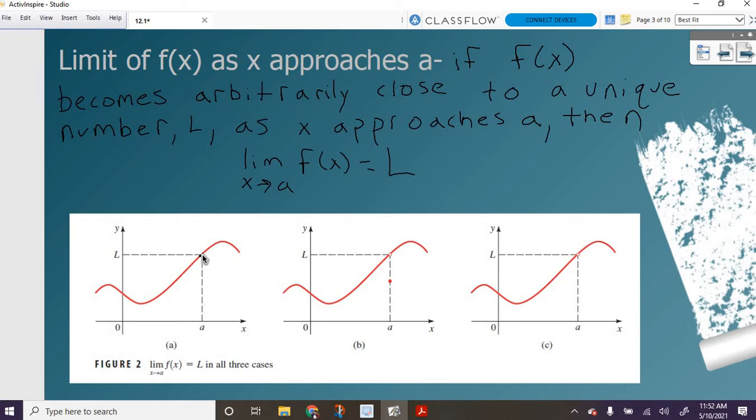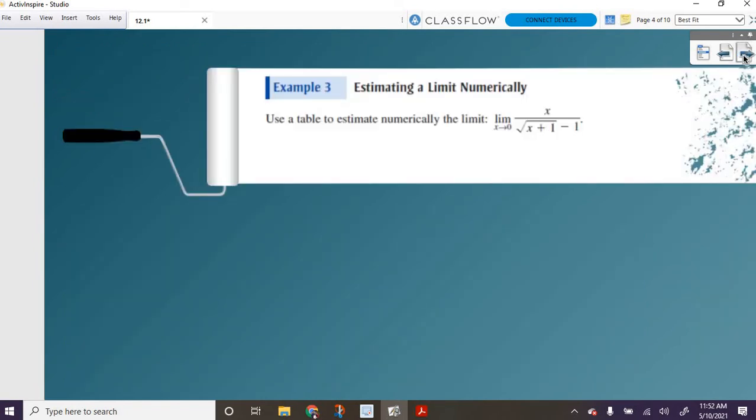So let's look at an example of that. This says use a table to estimate numerically the limit as X approaches 0 of X divided by the square root of X plus 1 minus 1.